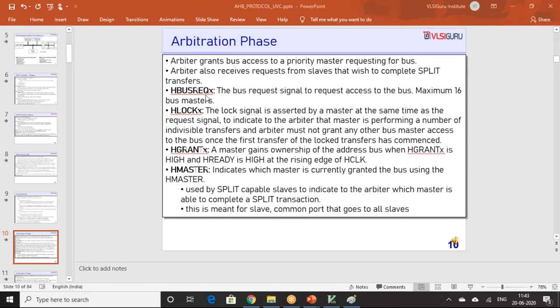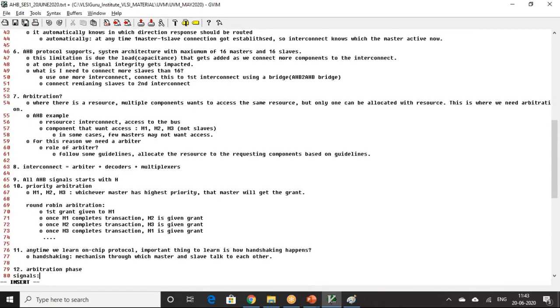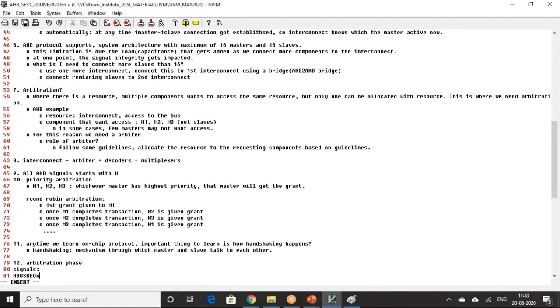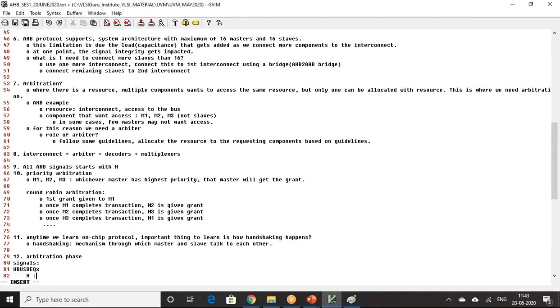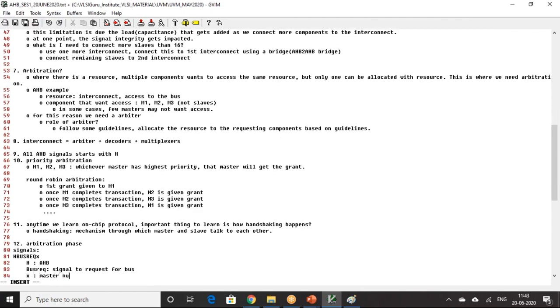In this context, various signals are used. H bus request X. What does X indicate here? Let's understand. Arbitration phase signals. So what does it mean? H means AHB. Bus request means a signal to request the bus. X means the master number.